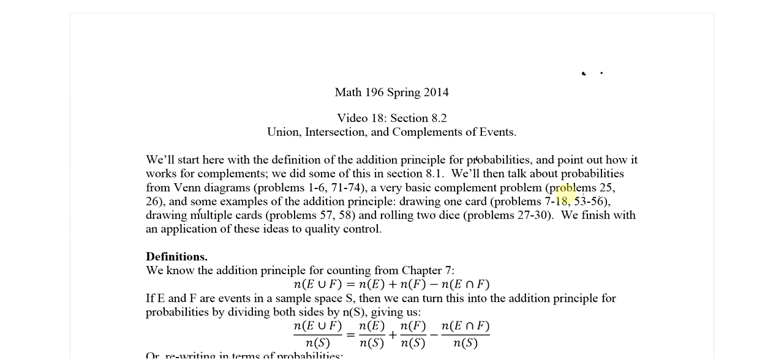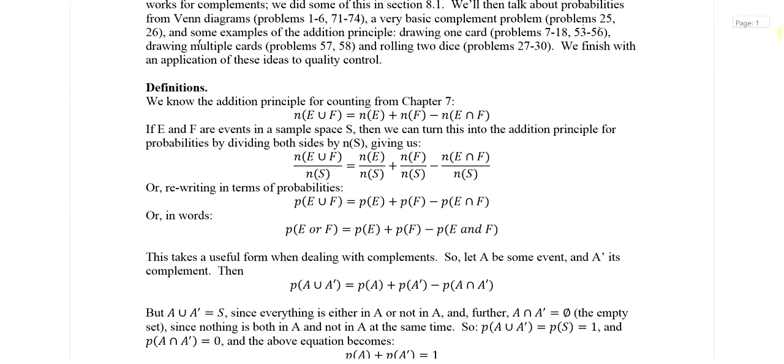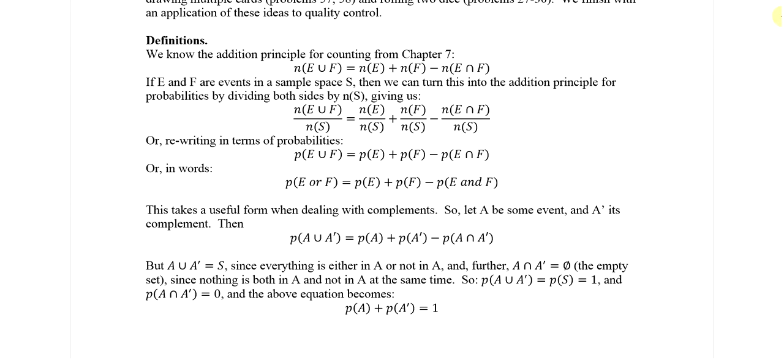Drawing multiple cards, usually 5 cards, from a deck of cards, so problems 57 and 58, and rolling 2 dice. And then we'll finish with an application of the ideas of these things to quality control. Okay, so a little bit of definitions. So this is the little bit of theory at the beginning.